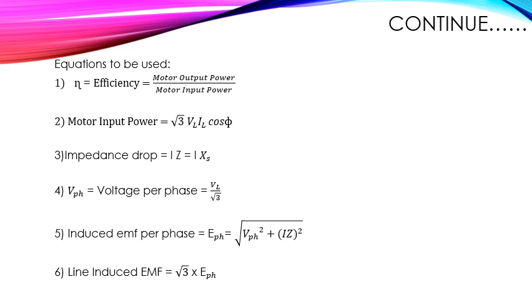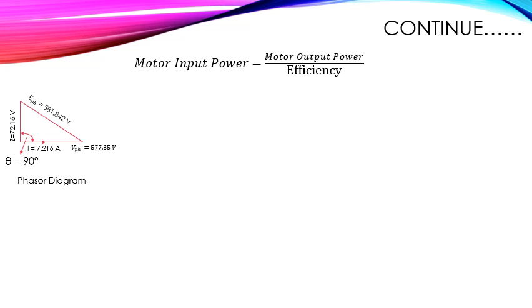Line induced EMF, as seen earlier for VPH, is equal to root 3 EPH, because we know that in three-phase AC circuits, line voltage is equal to root 3 times the phase voltage. We have the given data and we know the equations to be used, so by putting the values in the equation we can find the answer, right? So first we will calculate the values and then we will see the phasor diagram.